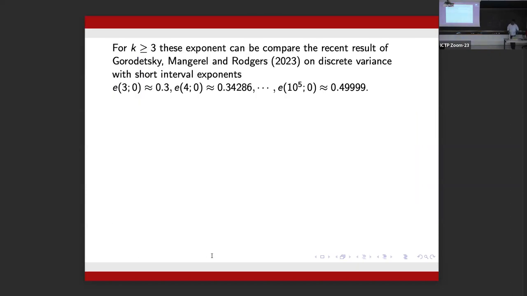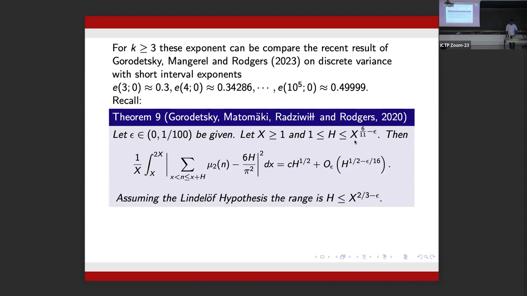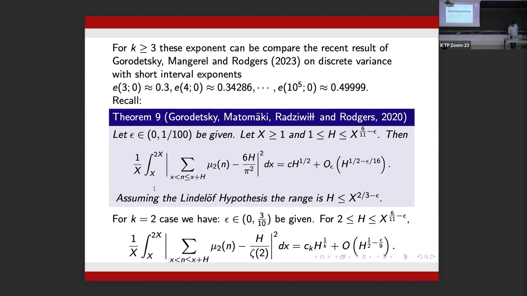It was already considered recently by Gorodetsky, Mangerel, and Rodgers in 2023, who considered the discrete variance, and they get the exponent in the case of 3 as 0.3. In the case of 4, it's 0.34. And for 10 to the power 5, it's 0.5. So in the case k equal to 2, this is a result I'm just recalling here. And you see, we get the exponent. In their case epsilon belongs to 0 to 1 over 100, but here we get epsilon belonging to 0 to 1 third. We extend the epsilon range. As well, in the case of their error, it is epsilon over 2 minus epsilon over 16, and we replace it by epsilon over 9.